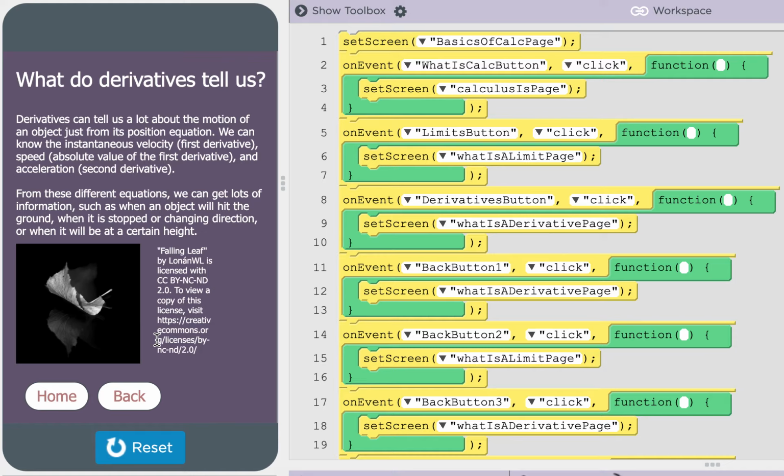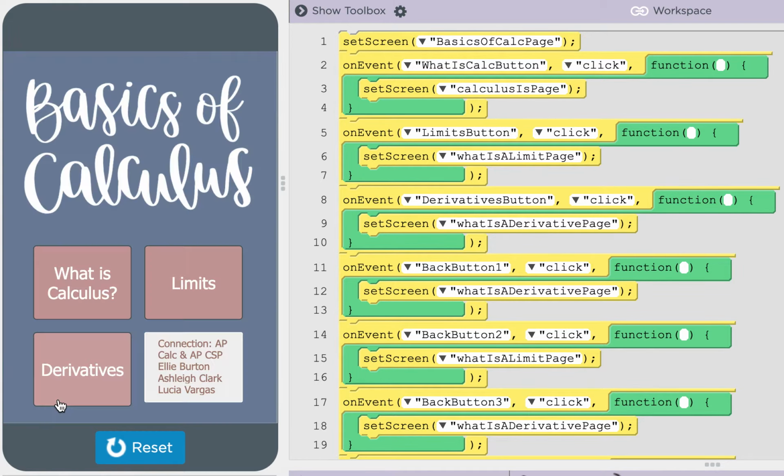So from these different equations, we can get a lot of information, such as when an object will hit the ground, when it's stopped or changing direction, or when it will be at a certain height. So that's the derivative section, and that's about all there is to the whole app.